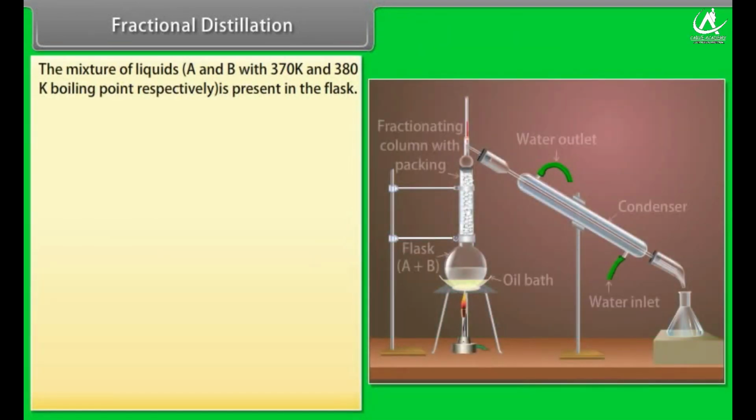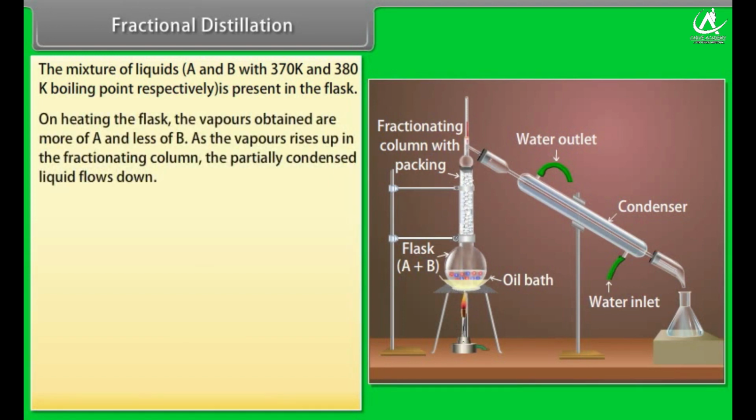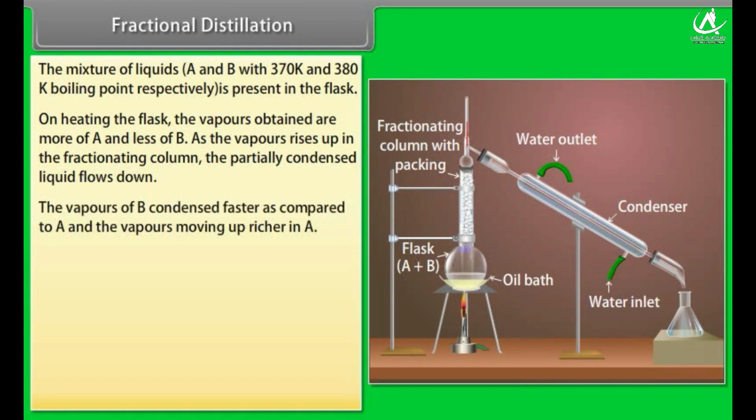The mixture of liquids A and B with boiling points 370 Kelvin and 380 Kelvin respectively is present in the flask. On heating the flask, the vapors obtained are more of A and less of B. As the vapors rise up in the fractionating column, the partially condensed liquid flows down. The vapors of B condense faster as compared to A, and the vapors moving up are richer in A.